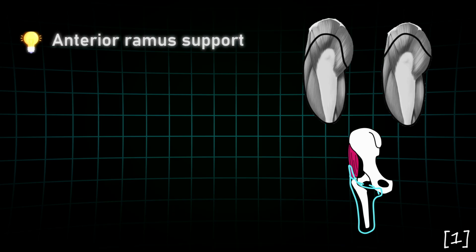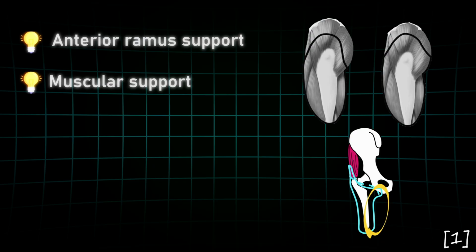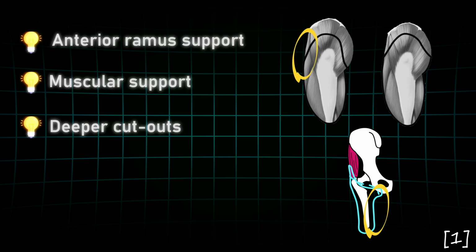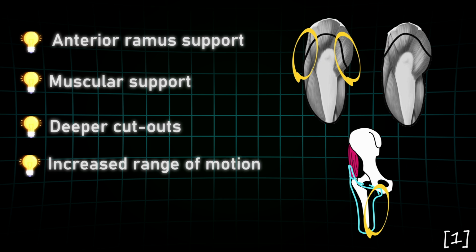So how does the MAS socket differ? It still encloses the ischial tuberosity, but it goes further, wrapping more of the anterior portion of the ischial ramus, giving the limb better containment and control. It also relies more heavily on muscular support, especially from the adductors, to help bear weight and stabilize the socket. This new approach allows for deeper cutouts in the socket's brim, and that brings real benefits, more freedom of motion, especially at the hip, and improved sitting comfort, since the socket's edge doesn't dig in like before.